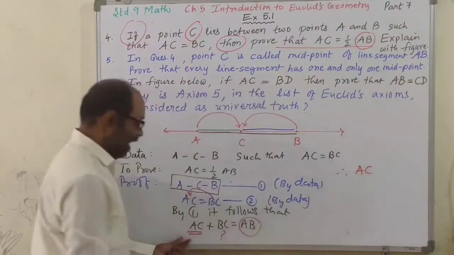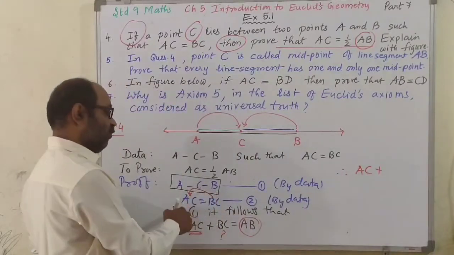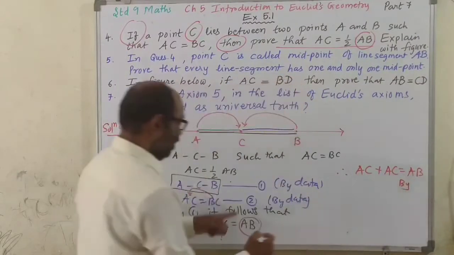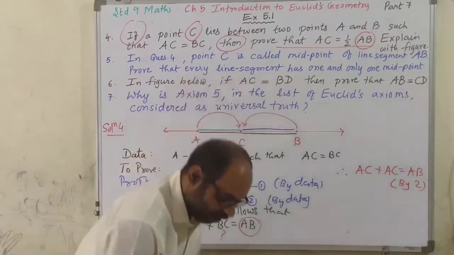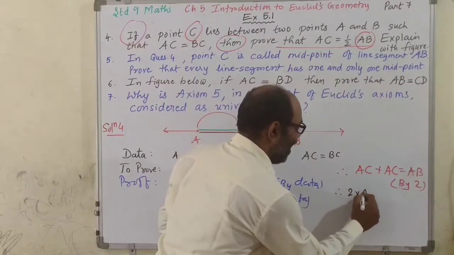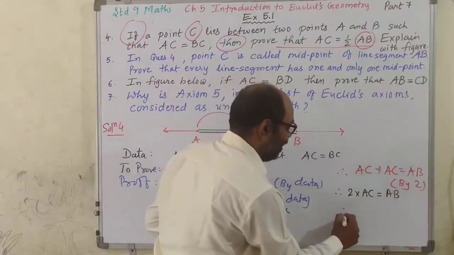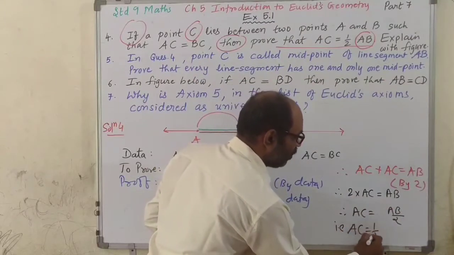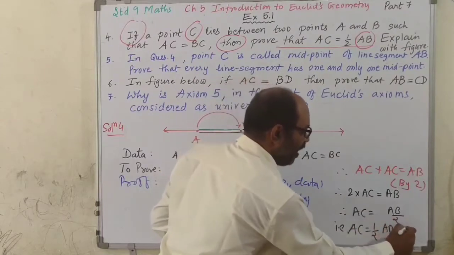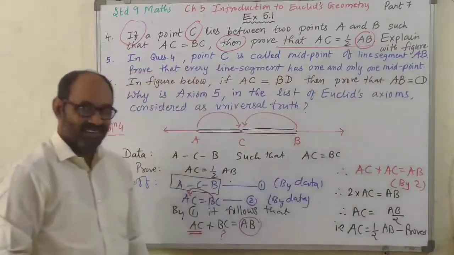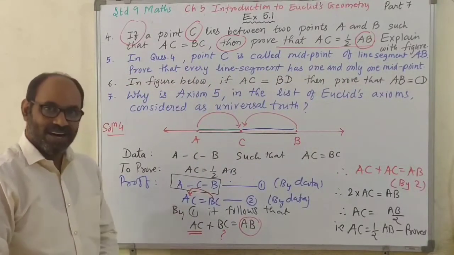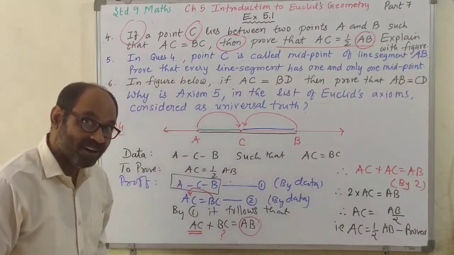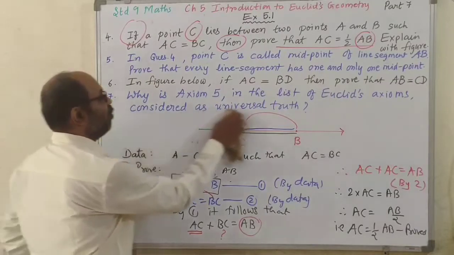Therefore, AC remains, plus BC transformed into AC, is equal to right hand side AB. What is AC plus AC? 2 times AC is equal to AB. Transfer the 2 to the other side. Therefore, AC is equal to AB by 2, that is AC is equal to half of AB. Proved. See that? Pause the video and copy this in your notebook. So we proved the first. See how it is done. This question is important for exam. Be careful. So we move on to number 5 now.